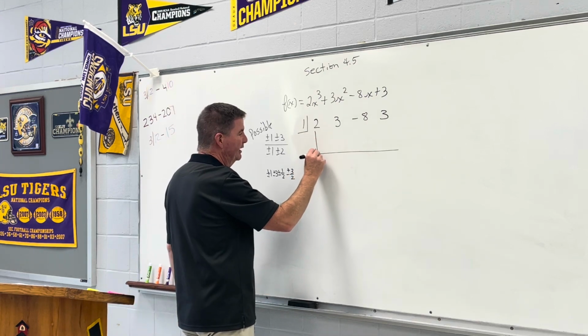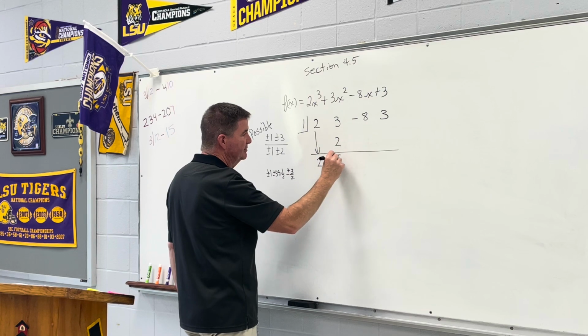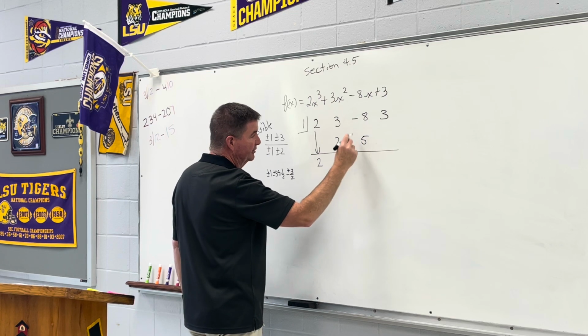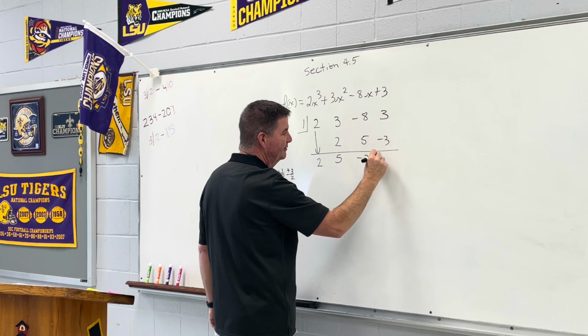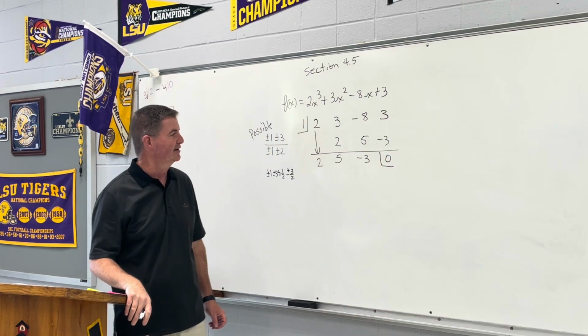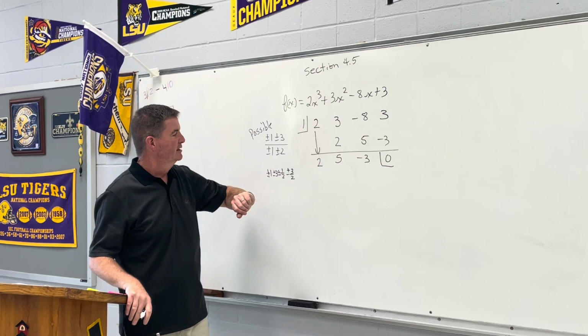This gives me 2, 3, -8, and 3, because again, it goes in descending order and we have each one. So I'm going to bring down a 2. That gives me a 2. This gives me a 5. I can see it's not going to work. Never mind, it might work. This will be -3, and therefore it gives me a -3. And in fact, it is a factor. So I know that 1 is a factor of this.